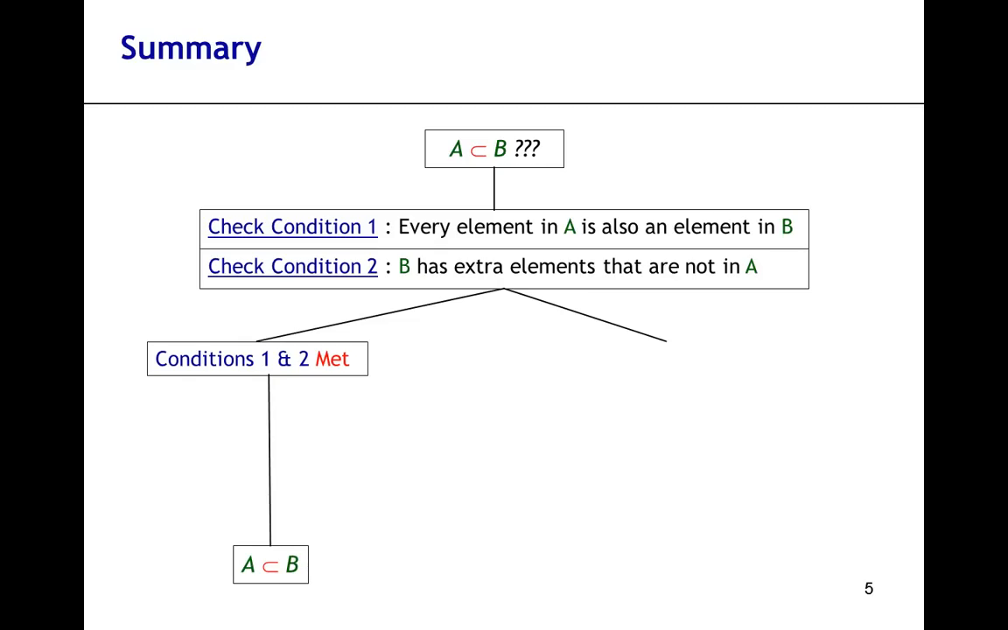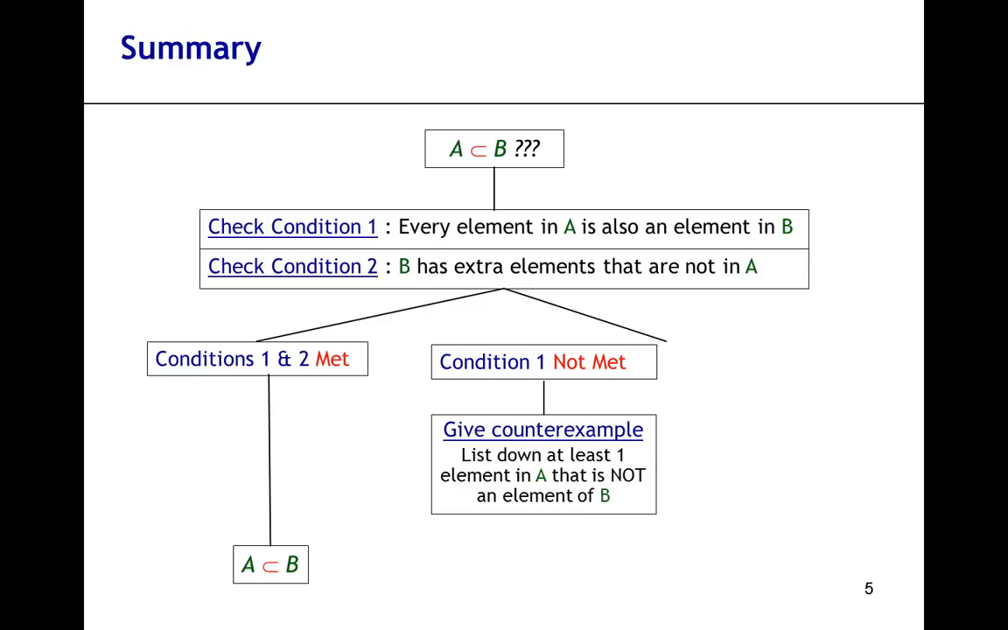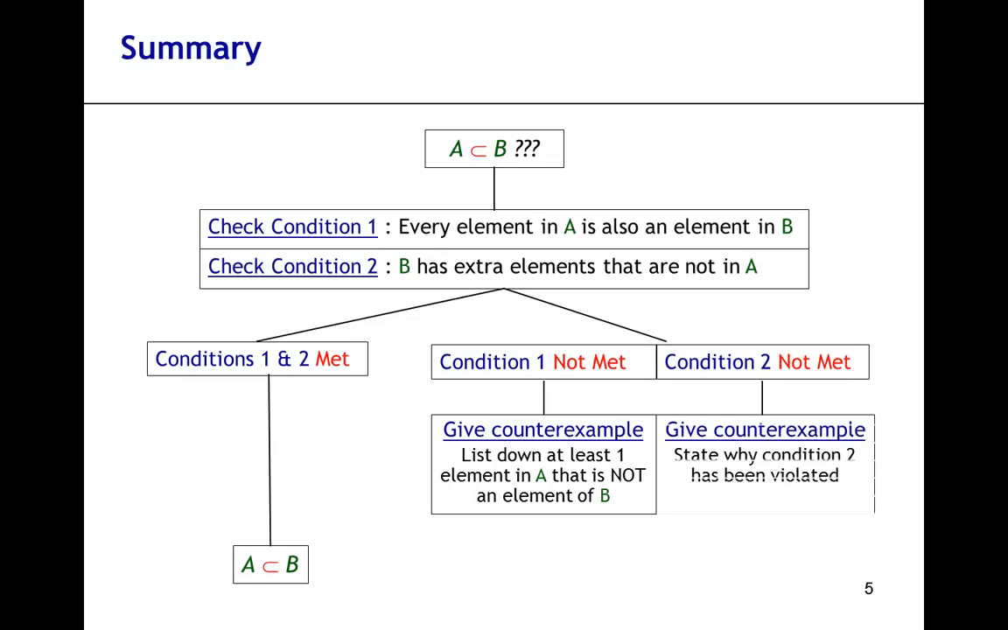On the other hand, if condition 1 is not met, then give a counterexample by listing at least one element in A that is not in B. If condition 2 is not met, then give a counterexample by stating why condition 2 has been violated. Either way, we can then conclude that A is not a proper subset of B.